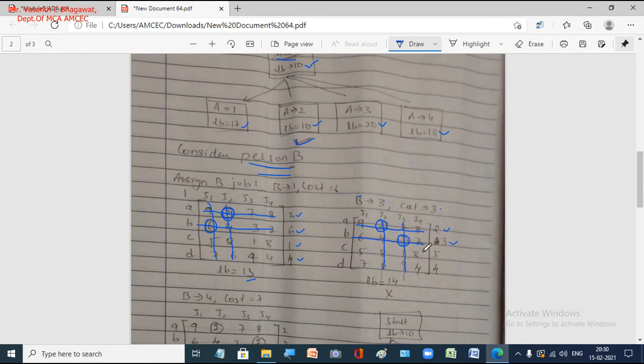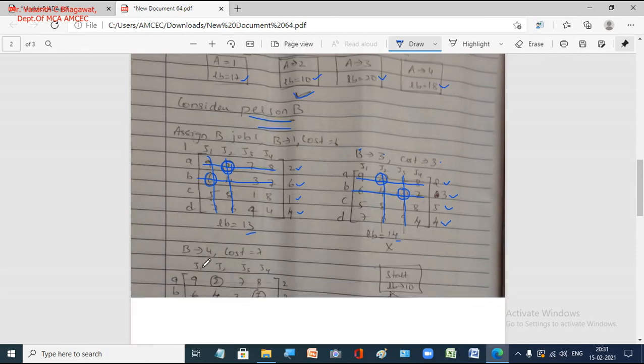Now for the third row, 5 and 8, which is minimum? 5 is minimum, so you write 5. Then 7 and 4, 4 is minimum, so you write down 4. Now find the total of this: 3 plus 2 plus 5 plus 4, you will get 14 as your lower bound. Clear? So job 1 is assigned to B, or you can assign job 3 to B, or you can assign job 4 to B.